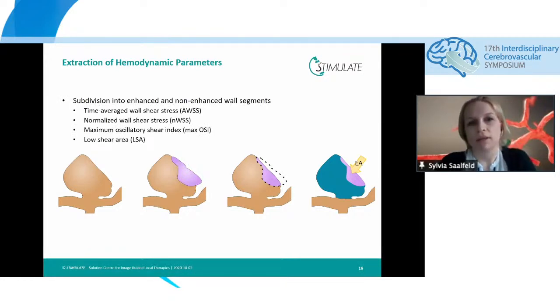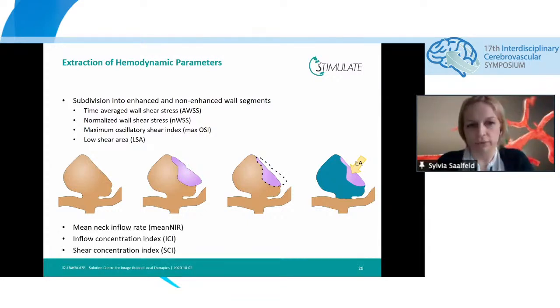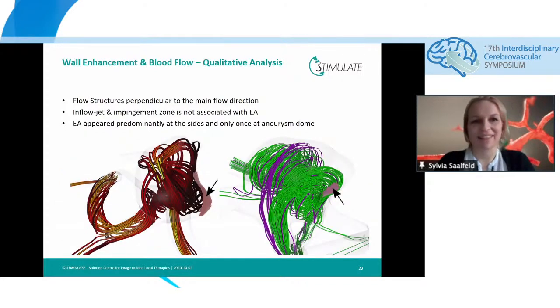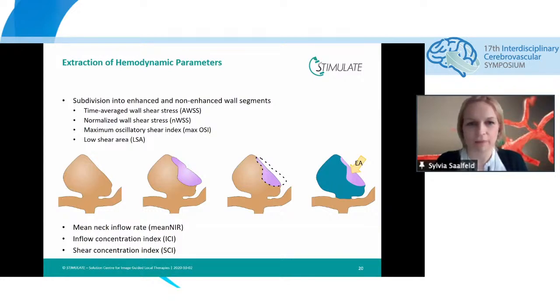And then we extracted the time averaged wall shear stress, the normalized wall shear stress, the maximum oscillatory shear index, and the low shear area for the enhanced and for the non-enhanced wall segments. And we also extracted for the whole aneurysm, of course, the mean net inflow rate, the inflow concentration index, and the shear concentration index.